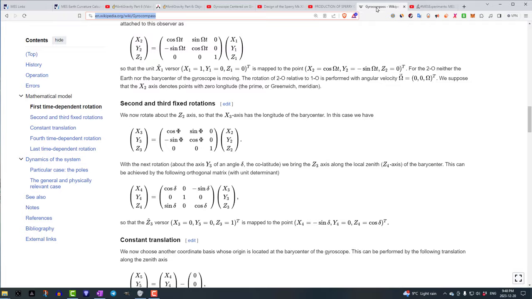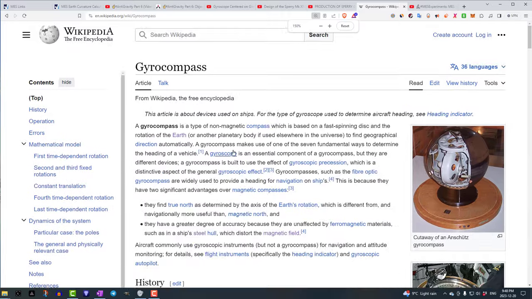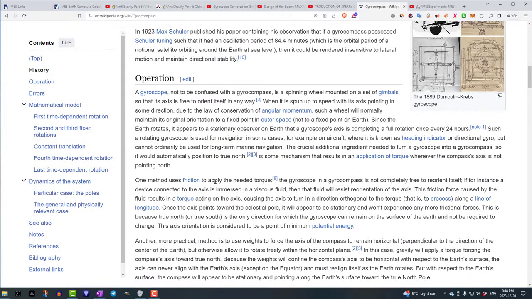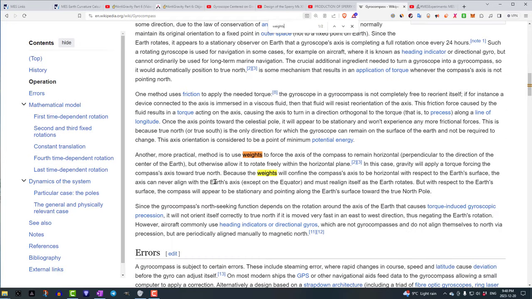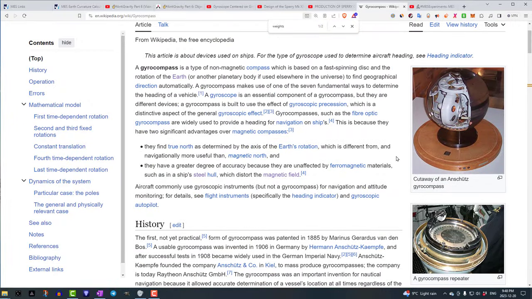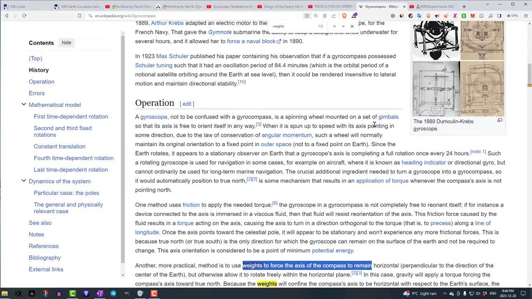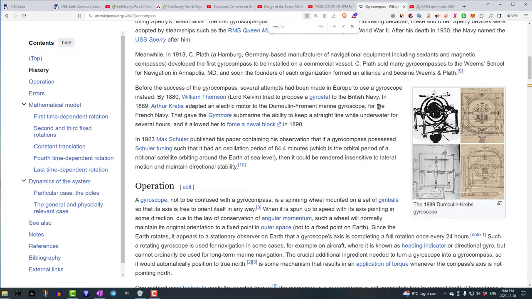And then here's the Wikipedia on it. Gyrocompass discusses it and so on. And also tells about the compensator weights. Weights right here. So yeah, more practical methods use weights to force the axis of the compass to remain horizontal or perpendicular to the direction of the center of the Earth, but otherwise allow it to rotate freely within a horizontal plane. So basically, it removes that one freedom of motion, so that it's always horizontal, so that it can only move towards where the Earth is rotating, and then yeah, basically that is all.